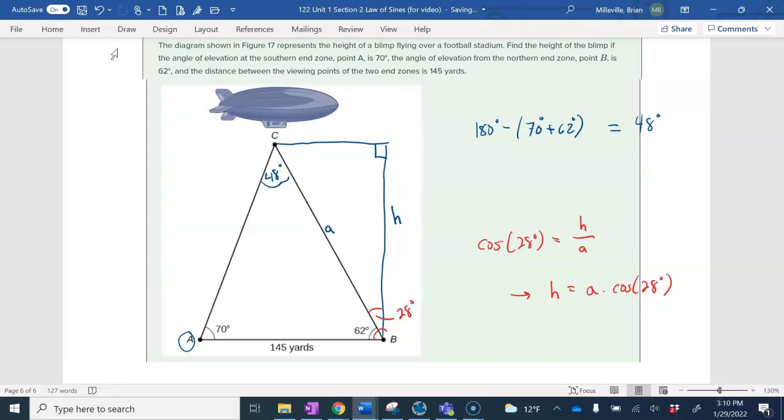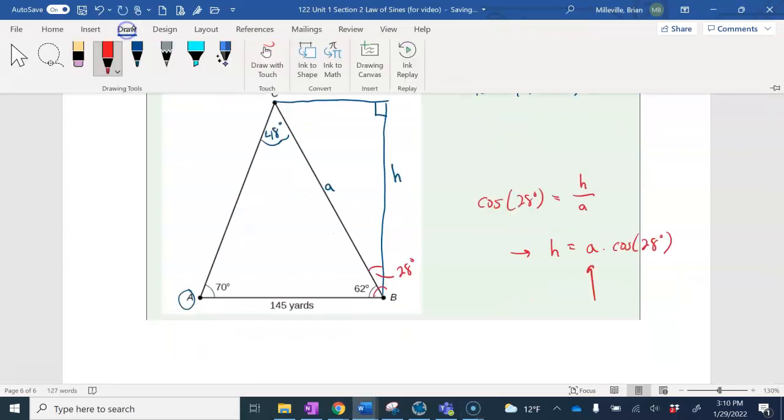Okay, because we know 48 degrees, the angle capital C, and we know the side length across from it is 145 yards. We know the angle capital A is 70. We can use the law of sines to find side length little a, and then we will simply substitute it in right here. All right, so let's write that out.